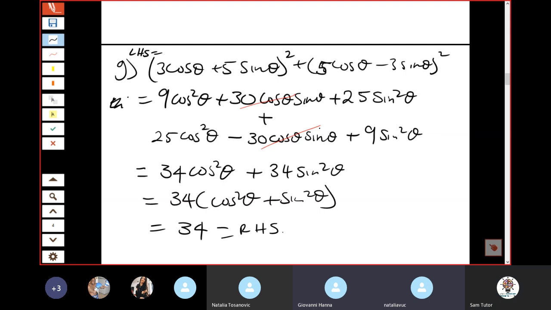Sam, how did you get 34? 34. From which line though? Are you okay with the first line? Yeah. Are you okay with the second line? No. Okay. 9 cos squared plus 25 cos squared. What's 9 plus 25? Same thing with this one, 25 plus 9. 34. So you're just simplifying. You probably have it in one line, but I can't fit it on here in one line. Good.